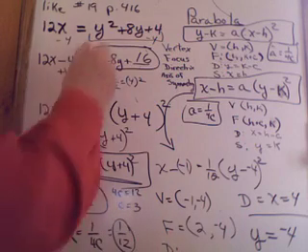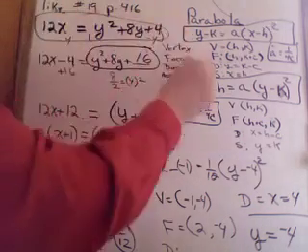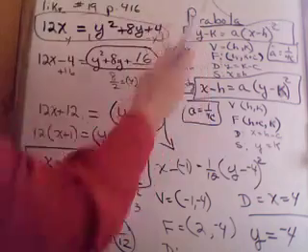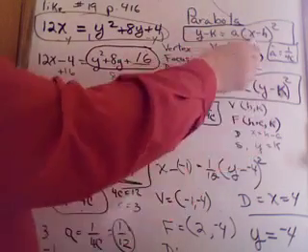So the tricky part is taking the equation that you start with and trying to figure out which one of these patterns it's going to fall into. I look for the squared term. If the y is squared, it's this one. If the x is squared, it's this one.